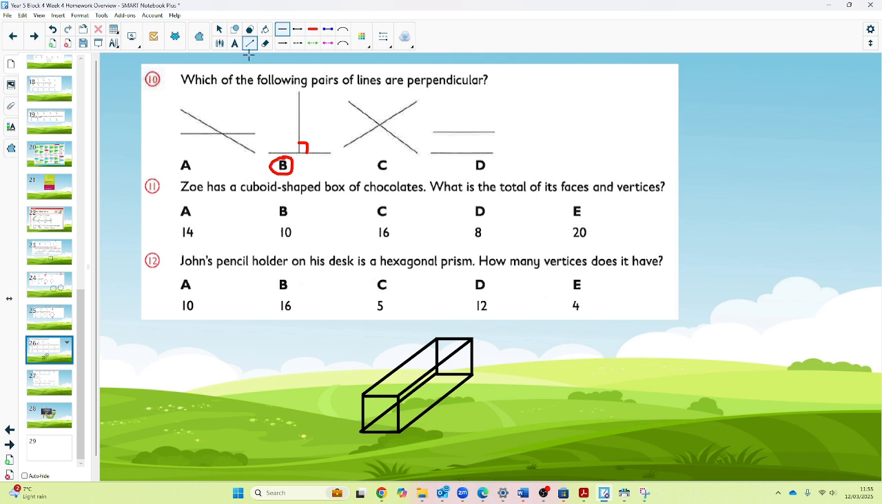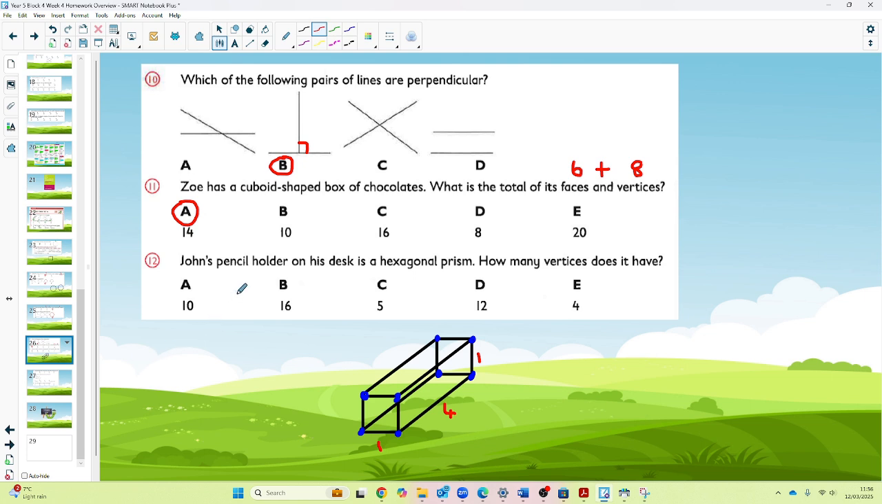So the total number of faces, if you think about it, there's 4 going around the middle, one at either end, so that makes 6. And the vertices are the corners. So we've got 4 on either end. So there's 4 there, another 4 at that end, so that makes 8. And we need to find the total. So it's going to be 6 plus 8, which is going to give us 14. So question 11 should be A.